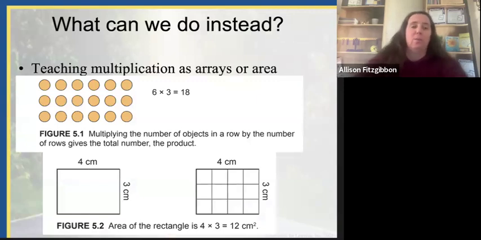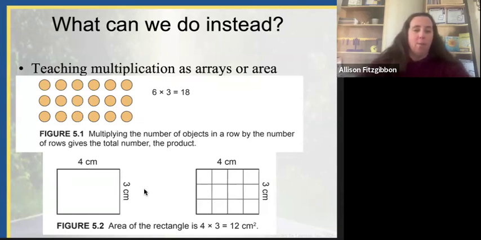So I want to tell you about different ways. So you can teach multiplication as arrays or area. And we start introducing kids to multiplication as arrays as early as kindergarten. And so the example of array is right here. We have 6 rows of 3, 6 taken 3 times. 6 times 3 is 18. So multiplying numbers of objects in a row by the number of rows gives the total number or your product.